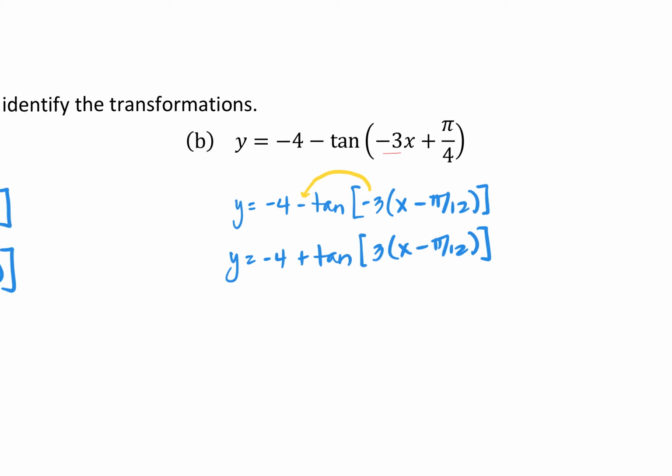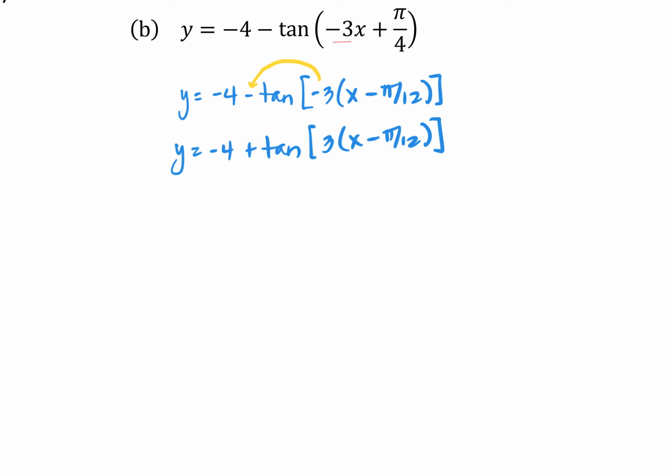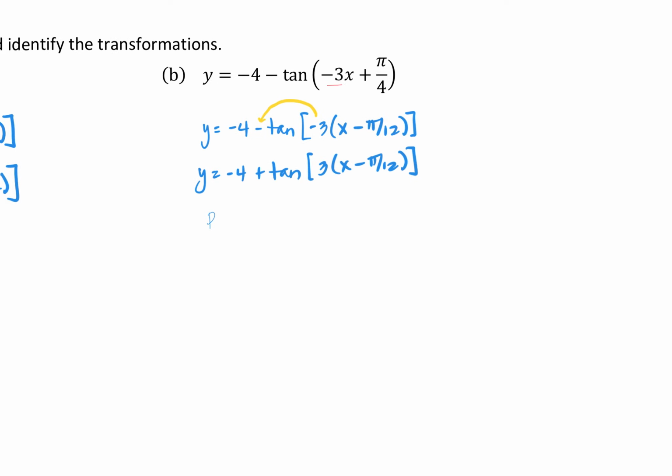Now I have it in the correct form. I can see the x minus pi over 12 would be my phase shift. And since it's a minus, I'm going to shift right. So the phase shift will be positive pi over 12. And then that 3 in front of the parentheses, that's going to change the period. The normal period of tangent is pi. So I'm going to take that and divide it by 3.